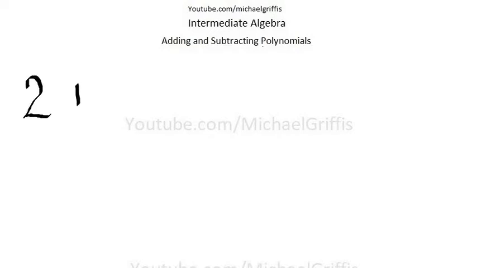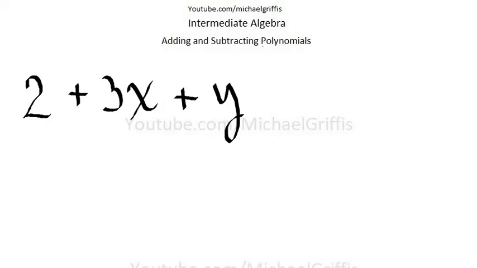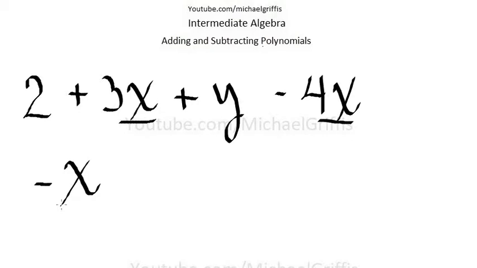We have 2 plus 3x plus y minus 4x. Let's simplify this. Well, we've done this before, but we're just going over it once again. Let's take a look at our like terms. We have a 3x and a 4x, but this says minus 4x. So 3 minus 4 is negative 1, but we'll just write negative x there.